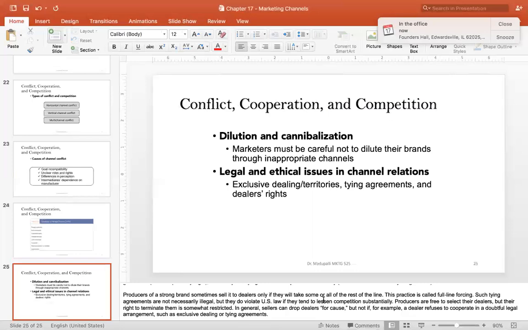Producers are free to select their dealers, but their right to terminate is somewhat restricted. You just cannot hire and fire at your convenience. In general, they can drop dealers only for cause and not otherwise.